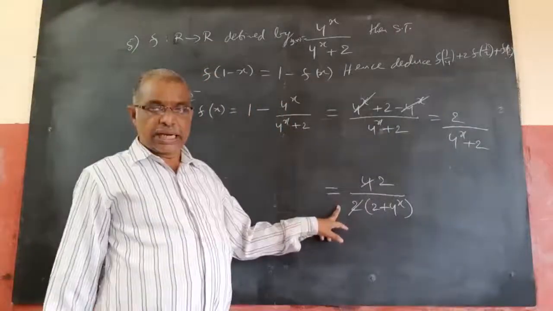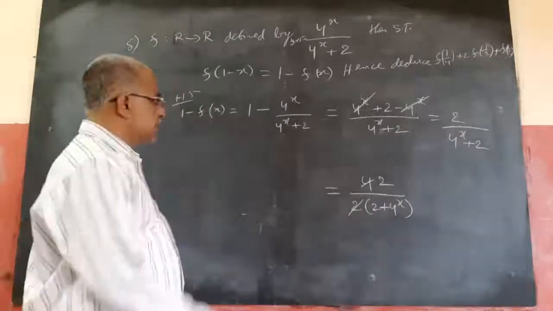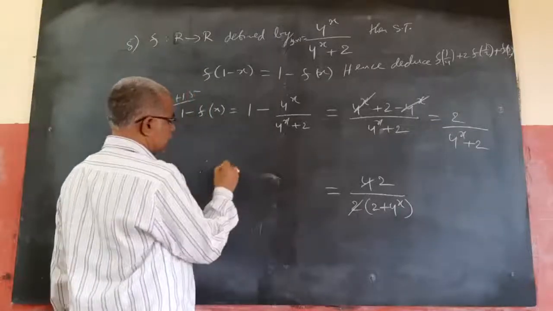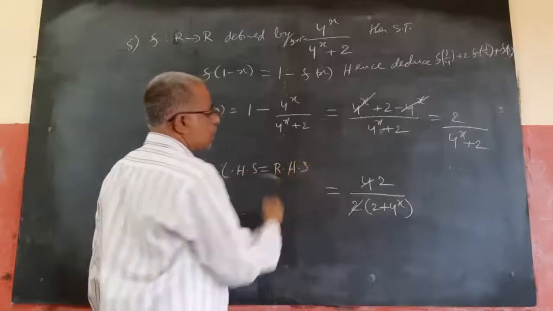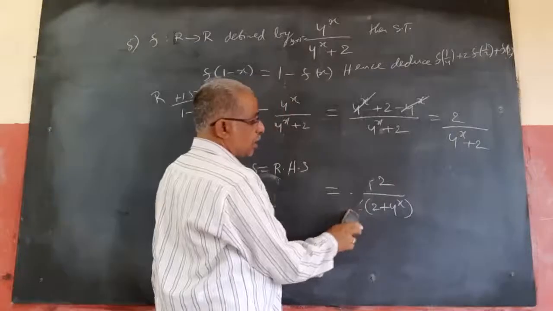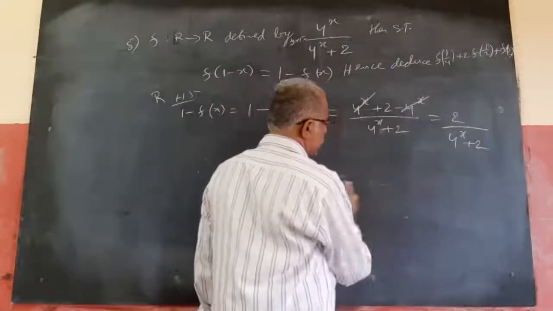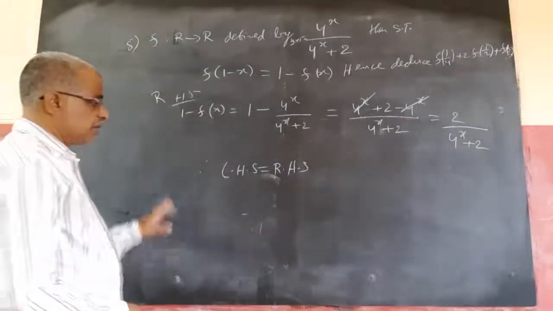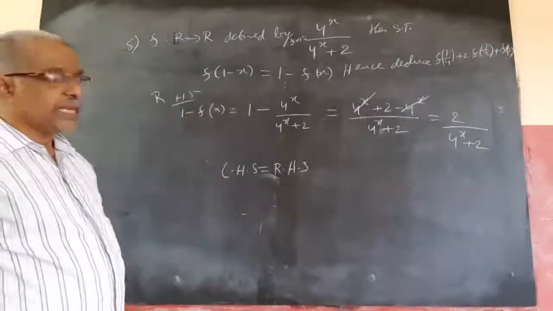Now coming to the LHS, after cancelling 2 in the numerator and denominator, the LHS is 2 / (2 + 4^x). The RHS is also 2 / (2 + 4^x). Therefore LHS is equal to RHS. Hence, finally, what we got is f(1 - x) = 1 - f(x).